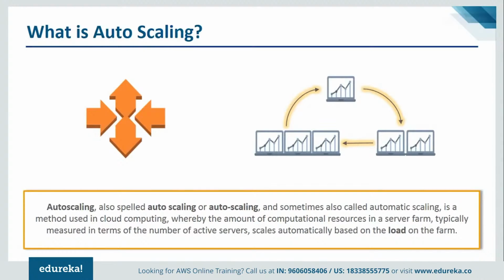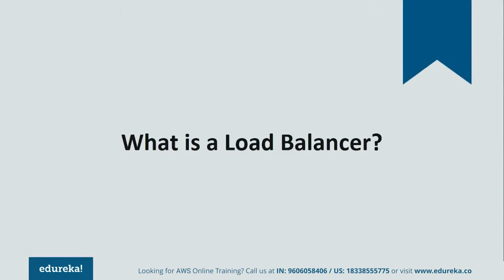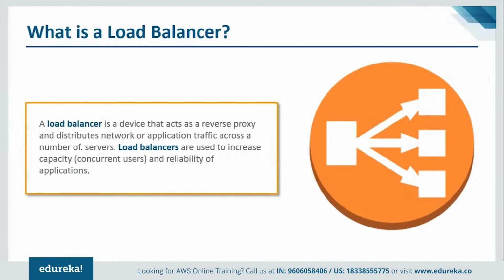So there comes in the third entity, which is called the load balancer. Your customer will basically be coming to your load balancer, and the load balancer will decide, based on the usage of your servers, which server is more free, and then will give the connection to that server. So this is basically the role of a load balancer. Like I said, a load balancer is a device that acts as a proxy and distributes network or application traffic across a number of servers.